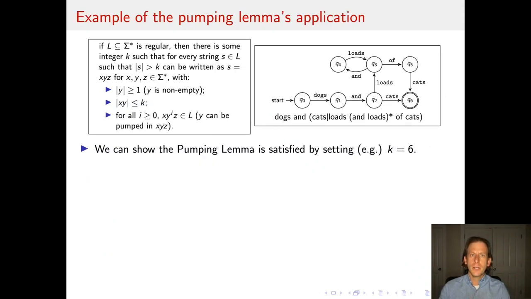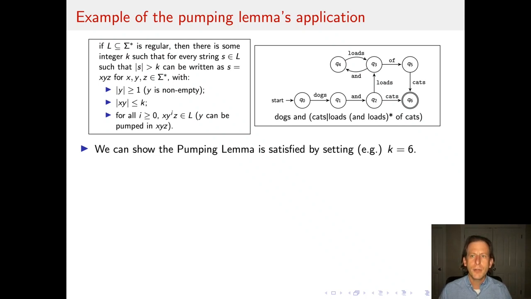Okay, so here's an example of the pumping lemma's successful application on a regular language. So we'll take this regular language, alternatively characterizable by the finite state automaton or by the regular expression, and we're going to show that the pumping lemma, which I have in the upper left, repeated, is satisfied. So let me just arbitrarily choose an integer that's reasonably high. It's 6. k is going to be 6.